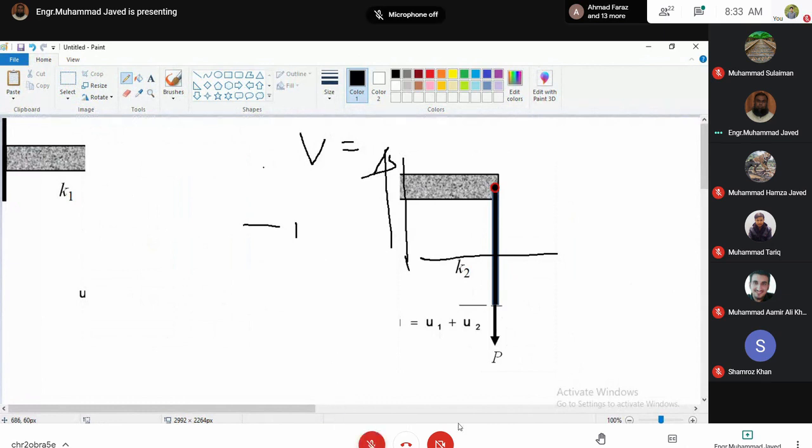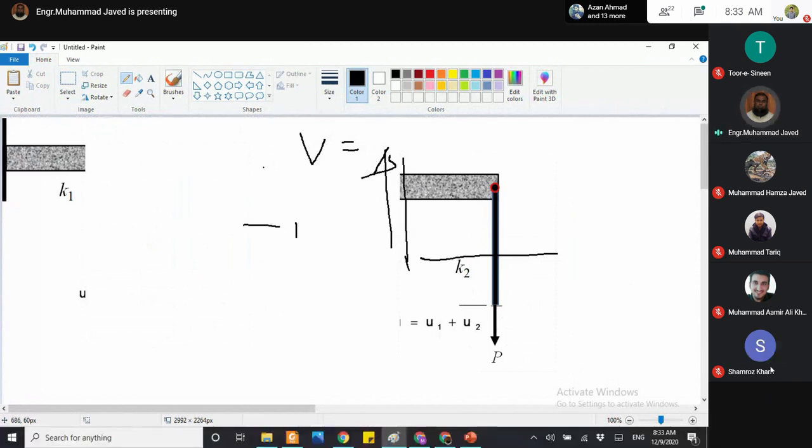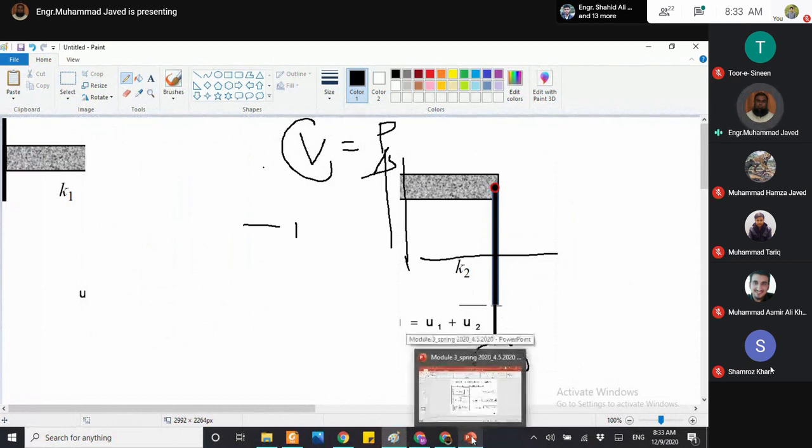P के बराबर। अगर आप इक्विलिब्रियम इक्वेशन अप्लाई करें along y axis, एक तो ये फोर्स है, दूसरी ये है, तो V is equal to P, internal force is equal to external force. तो लिहाजा this is an example of springs in series.